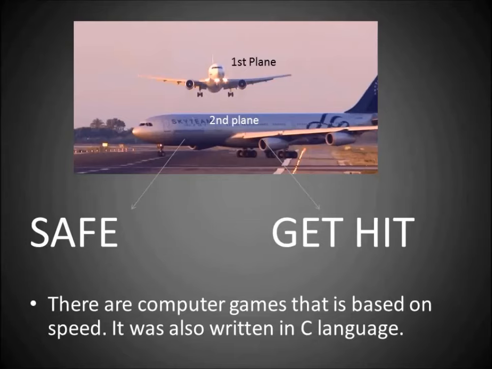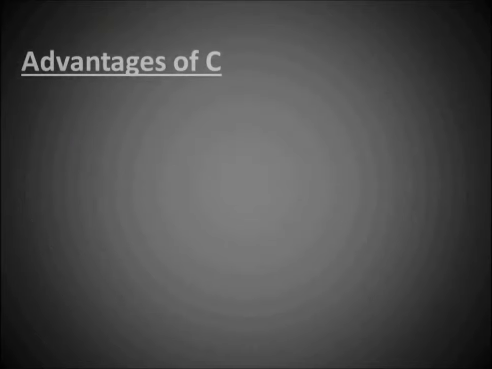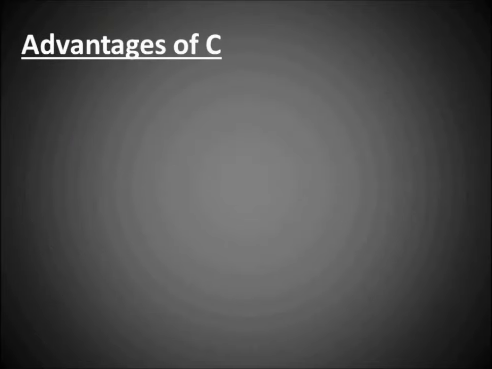There are other computer games that are based on speed. They were also written in C language. Advantages of C. First advantage is that it is easily extensible. There are many other languages like C++, Java, and C Sharp in which the actual programming is C. In the Java language, there are ideas from C++. Both are object-oriented languages, and C++ is mostly identical to C only.